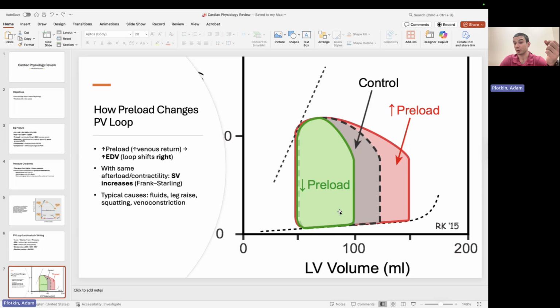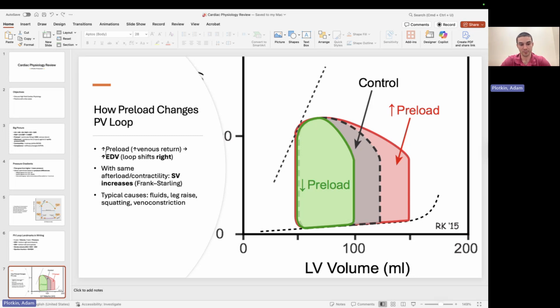If we increase preload, so we get more blood to the right and left ventricle, all we're doing is shifting that point D over to the right. We're increasing volume in the left ventricle in our pressure volume loop. We still get up to the same point. The afterload hasn't changed, so I don't need to build up any more pressure, and then we eject. So the end systolic volume is still the same. The end diastolic volume has increased.